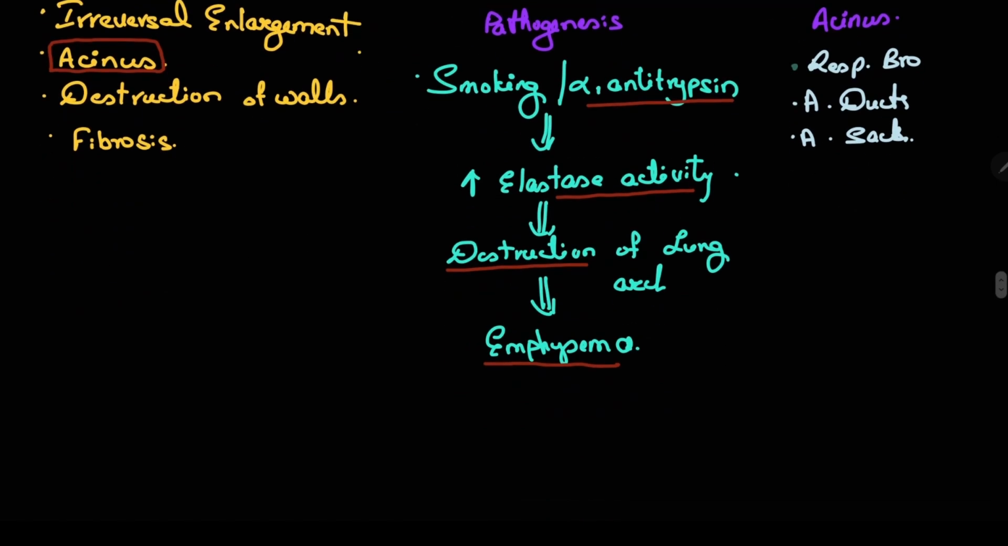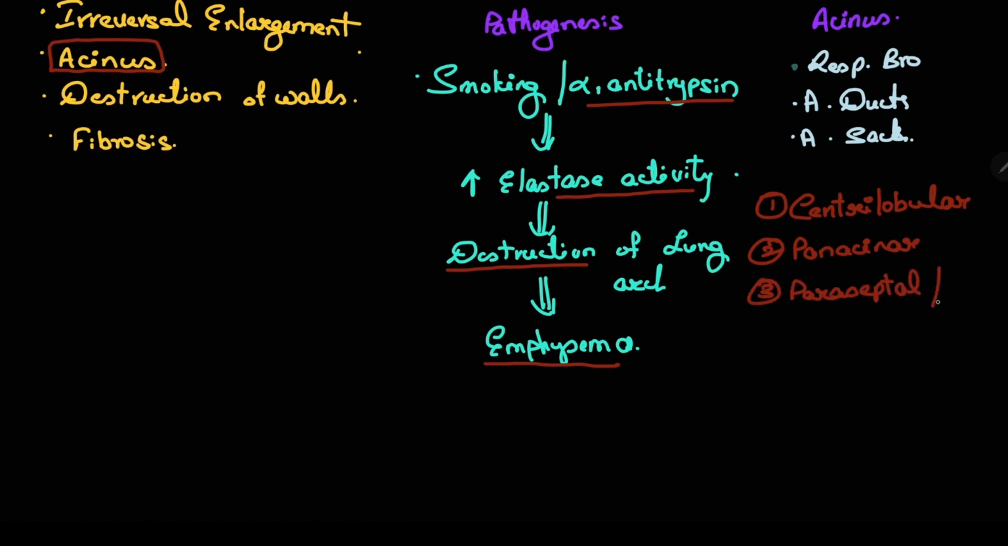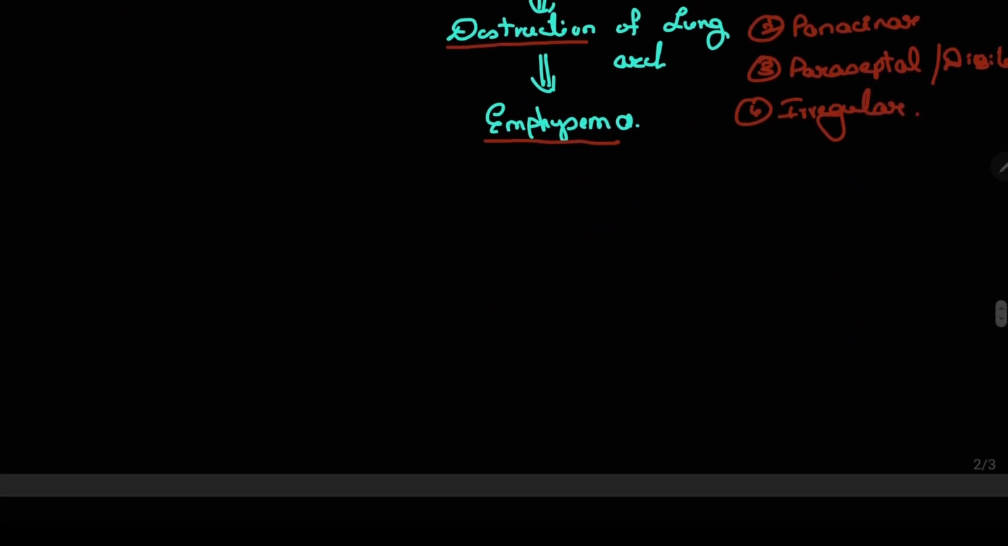So depending on the location that is getting affected, the emphysema is divided into four types. First one is centrilobular. Second one is pan-acinar. Third one is paraseptal. It is also called distal. And the fourth one is irregular. Okay, everything lies in the name.